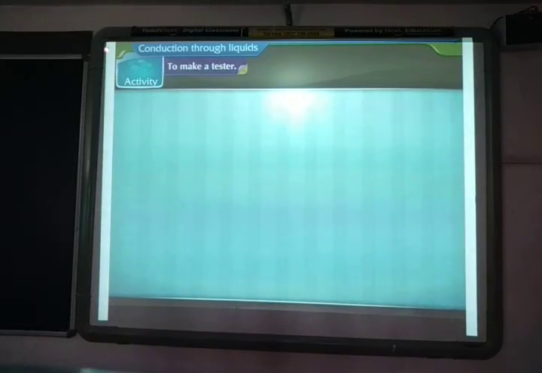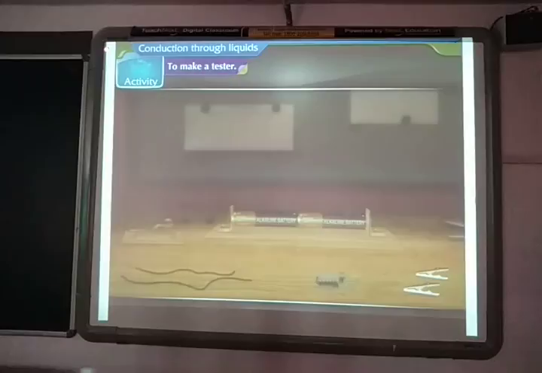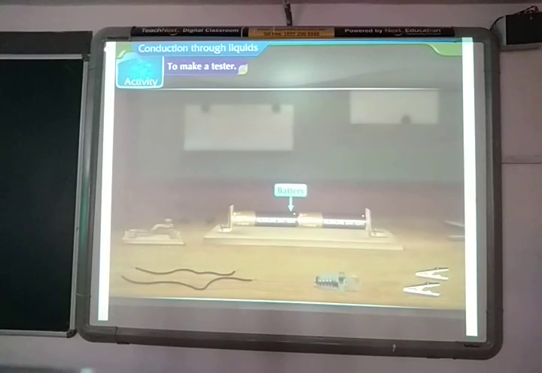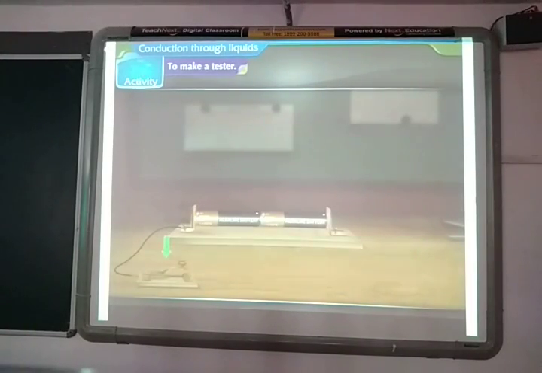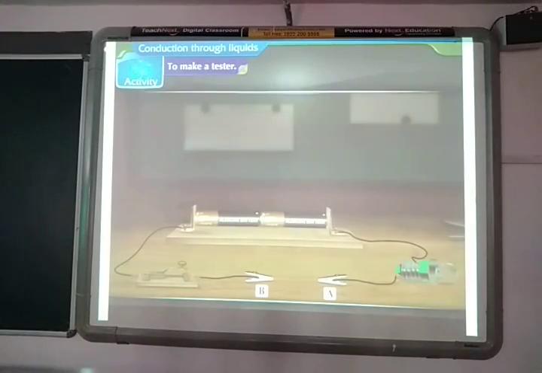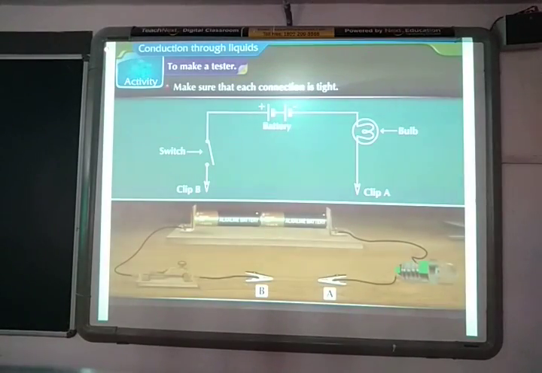Activity. Let us make our own tester. A simple tester can be made with the help of a battery, a torch bulb, a few connecting wires, a switch, and two clips. Connect the switch in series with the battery. Connect the other end of the battery with the bulb through a wire. Now, connect the free end of the bulb to a crocodile clip, say clip A. The free end of the switch is connected to another crocodile clip, say clip B. Make sure that each connection is taped.